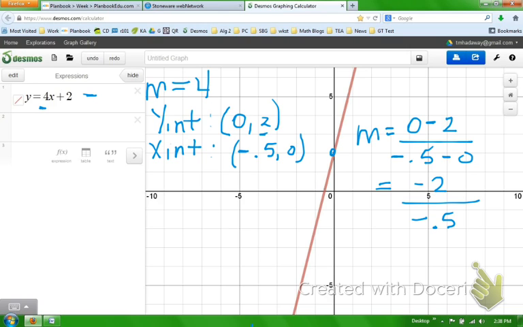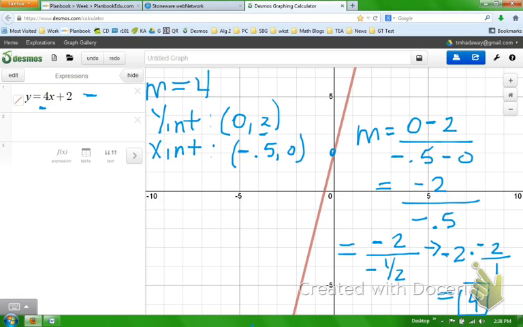Now watch, if I use this as a fraction, how much simpler this would be. -2 divided by -1/2. When you're dividing a fraction by a fraction, you take your numerator and you multiply it by the reciprocal of the denominator, or in this case, -2/1, so my slope is 4. And that's exactly what I came up with earlier.